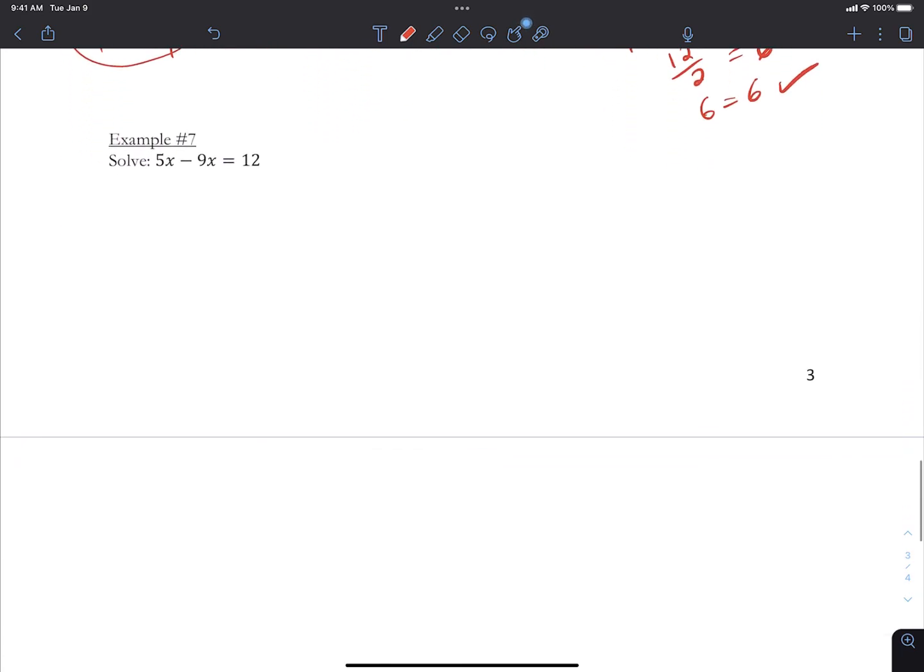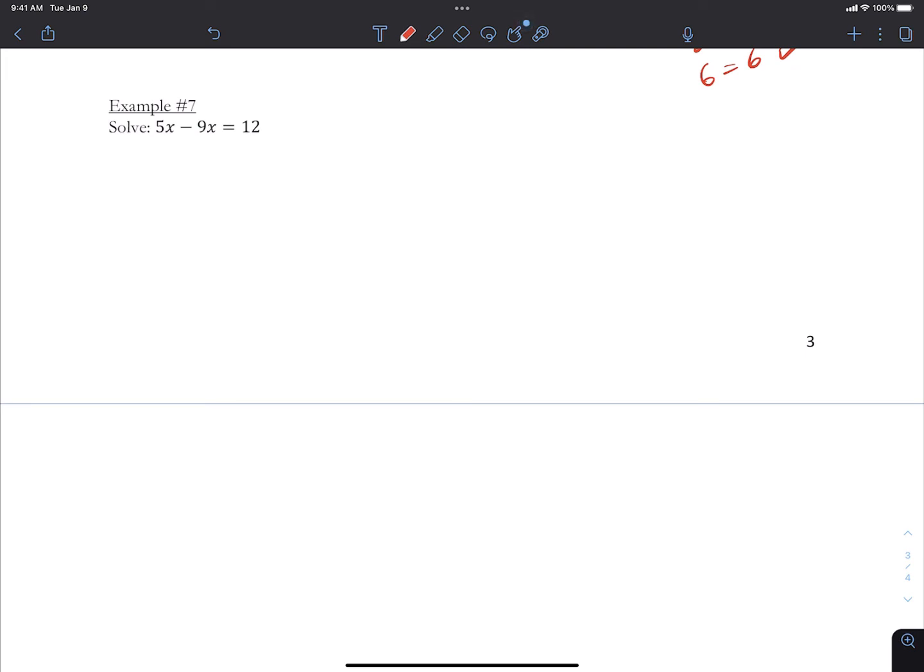Now for the last example, example 7, I have 5x minus 9x equals 12. The very first thing I can do here is simplify the left-hand side. I haven't had to do this simplification yet, but we're going to do this a lot in the next lesson as well. Before we apply the multiplication property of equality and the addition property of equality, we may want to first simplify both sides of the equation to make it easier on ourselves.